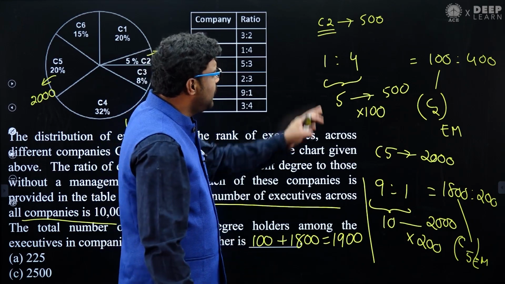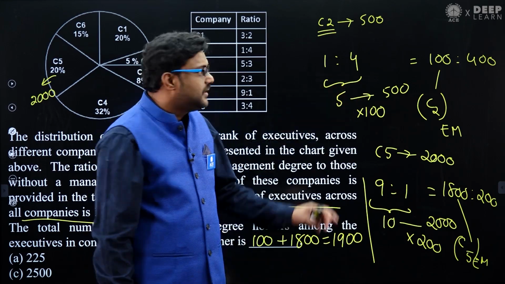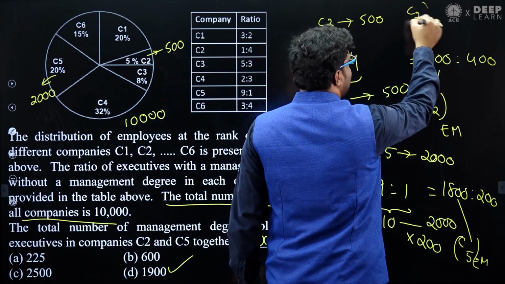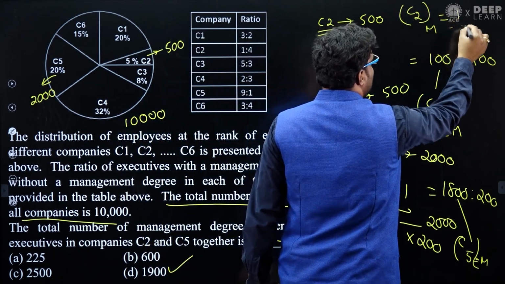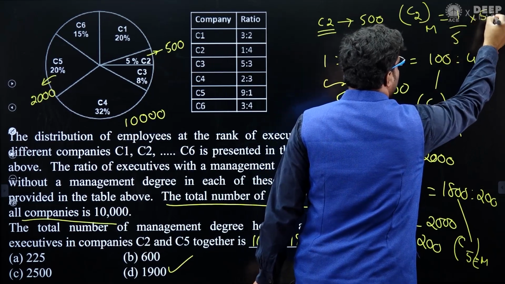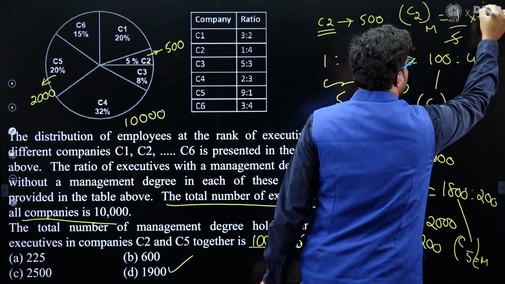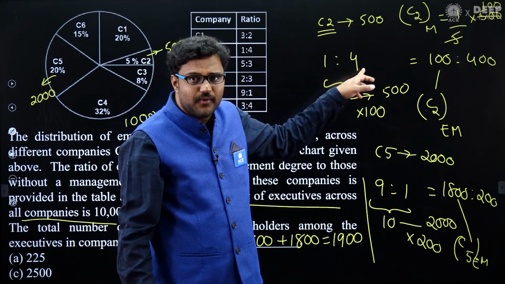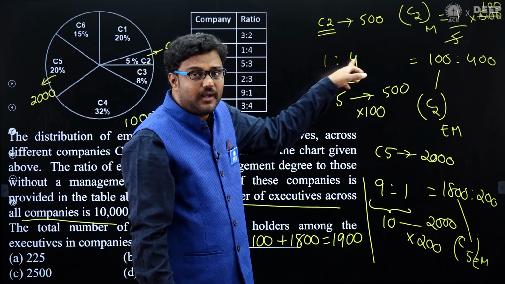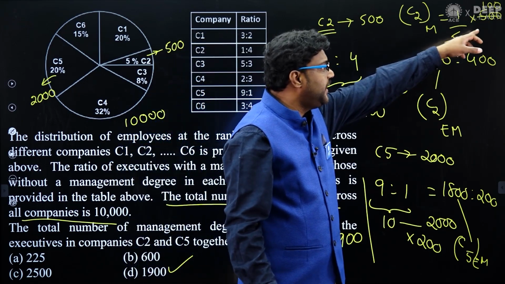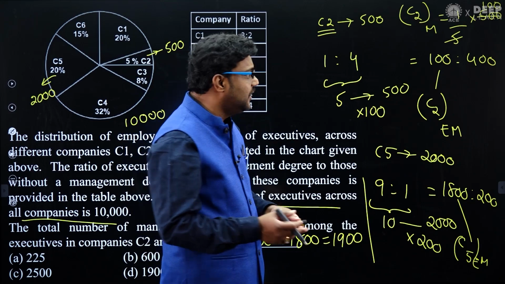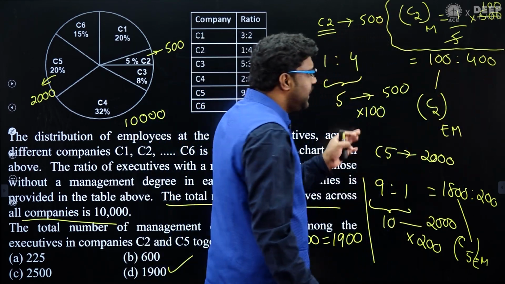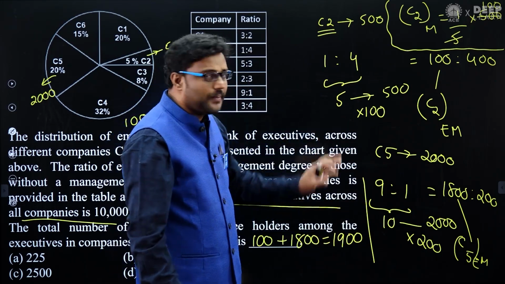You can do these calculations in a different way. Sir, the ratio is 1:4, right? Can't you directly compute how many in company 2 have a management degree, which is 1 out of 5 into 500? Yes, you can do it like that also. It's your wish how to do the calculations. As it is 1:4, management degree is 1 out of a total of 5, so 1 divided by 5 into 500. That's all your choice, my dear friends. The data is clearly mentioned, and this is how we can process it.